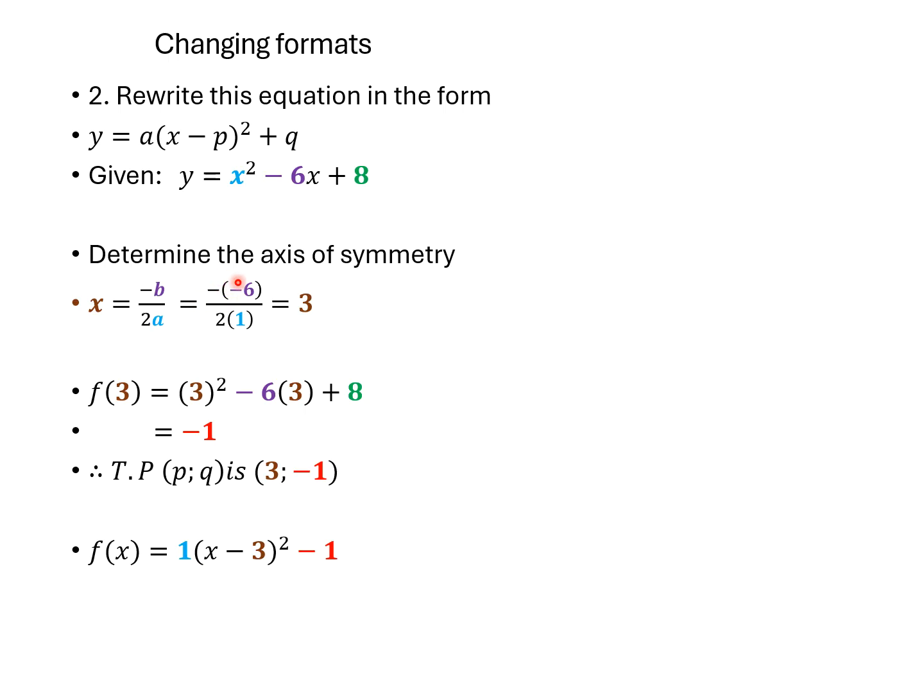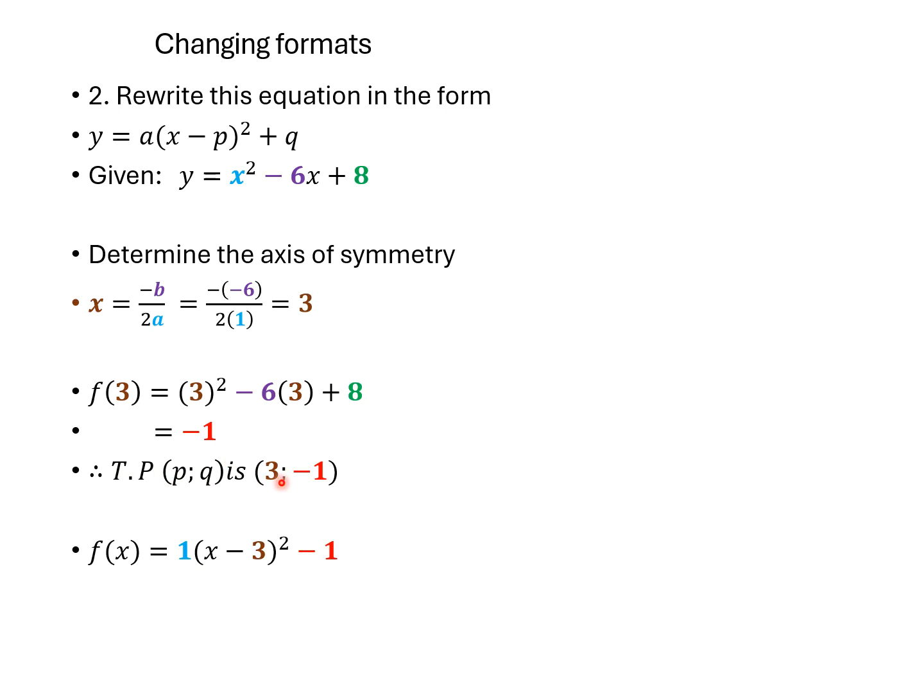So negative times negative would give me positive 6. The bottom a is 1. 2 times 1 stays 2. 6 divided by 2 gives me 3. This we substitute back in the original equation wherever we see x. So there, x becomes 3 squared minus 6 times 3. So this gives me 9 minus 18, which gives me minus 9, plus 8 gives me negative 1. So my turning point, p and q, is 3 and minus 1.